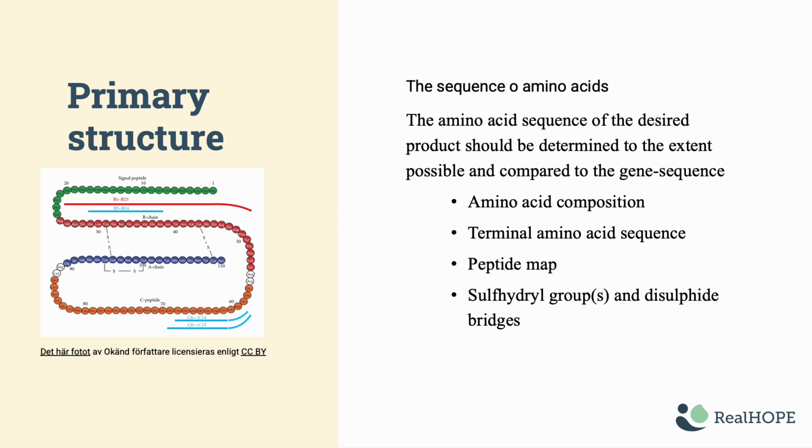Sulfhydryl groups and disulfide bridges. Proteins often contain cysteine residues that can form intramolecular or intermolecular disulfide bridges. These bridges play a crucial role in stabilizing the protein structure. Analyzing the presence and location of sulfhydryl groups and disulfide bridges helps in understanding the protein's folding pattern and potential functional properties.